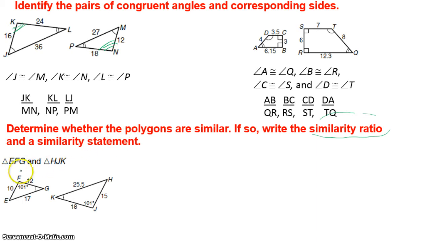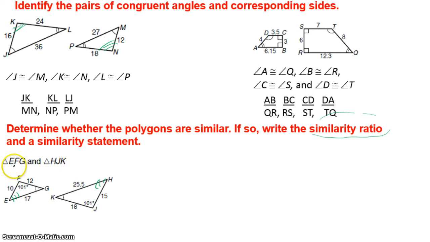Taking a look at our first set here, we have triangle EFG and triangle HJK. First of all, let's identify the angles. G we see corresponds to K. F we see corresponds to J. So by our third angles theorem, we then know that our E will correspond to our H. So we have congruent angles.